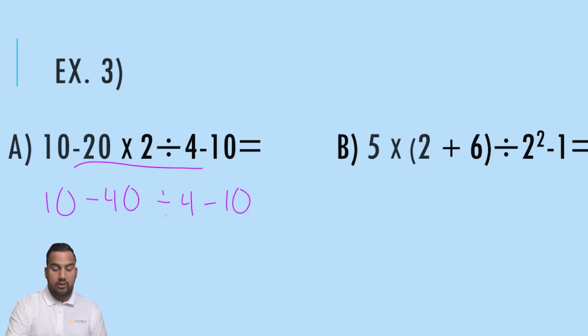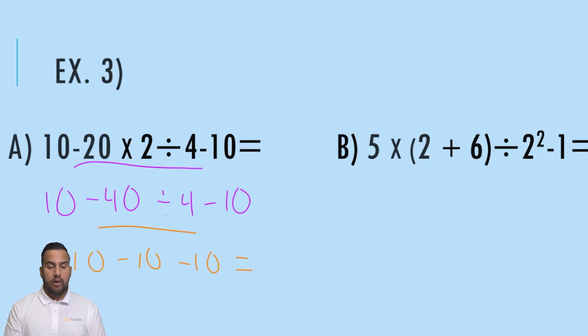Because division's still there, let's divide negative 40 divided by 4, which is simply going to be 40 divided by 4 is 10. Don't forget, one negative remains negative, so it's 10 minus 10 minus 10. So once you have subtraction, just go left to right. 10 minus 10 is 0. 0 minus 10. Wait a minute, what happens? We're working with integers.